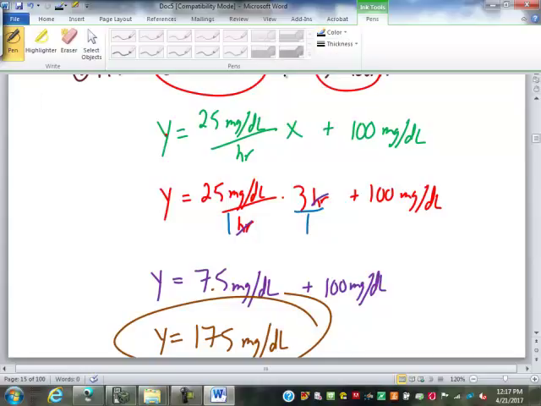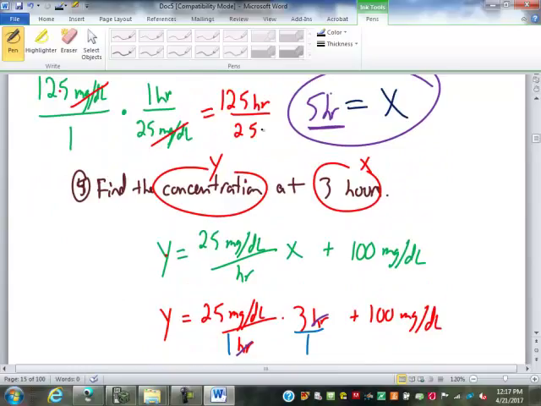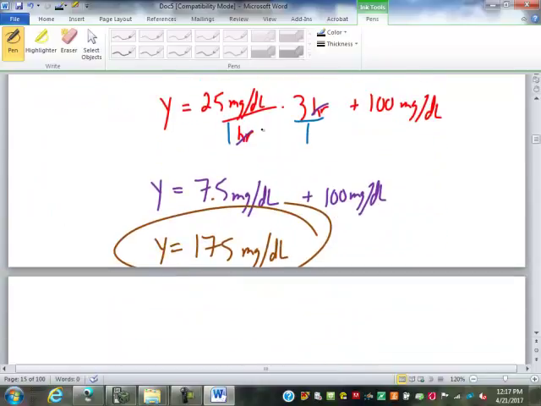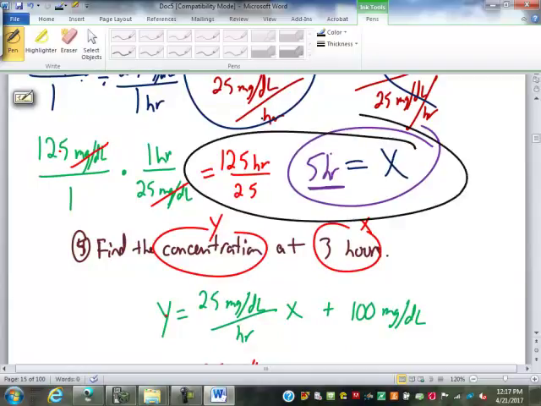So we can find the equation from the graph, and rather than trying to track these down on the graph, we can use that equation to find out what would be the concentration at a given time, or how long it takes to reach a given concentration. Any questions?